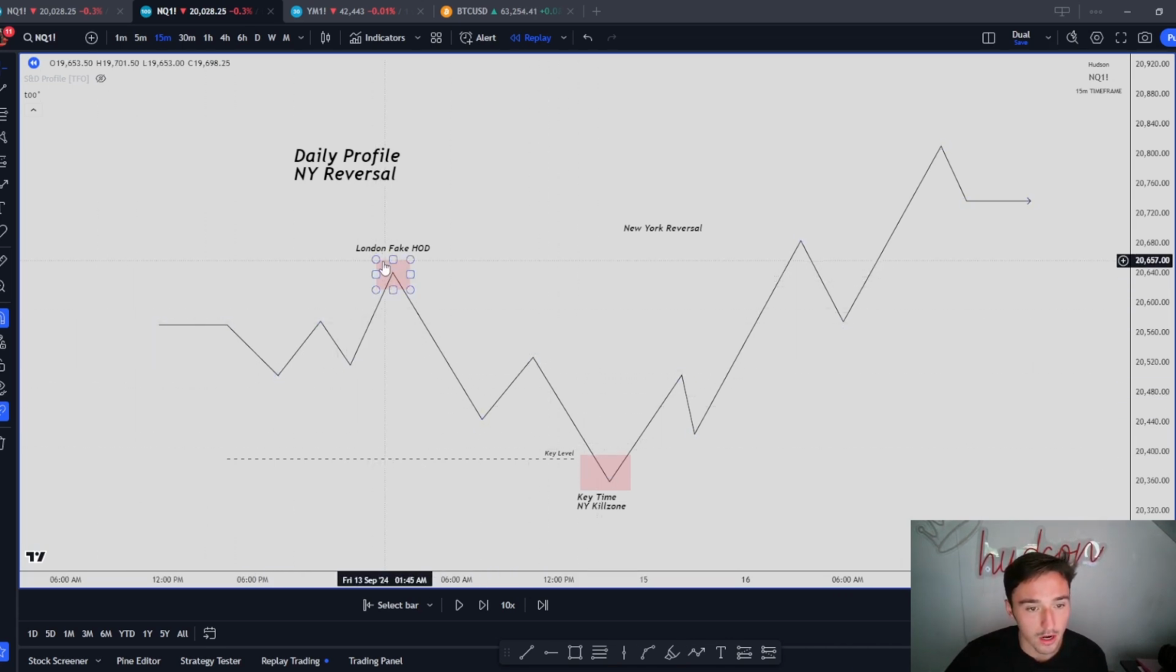So London is displacing lower, showing signs that we're reversing, right? We have a key level down here during New York. New York kill zone opens up, taps into that key level. So 8:30 to 11 in the morning taps into that key level. New York reverses, right? Very simple. It's a very simple profile, right?